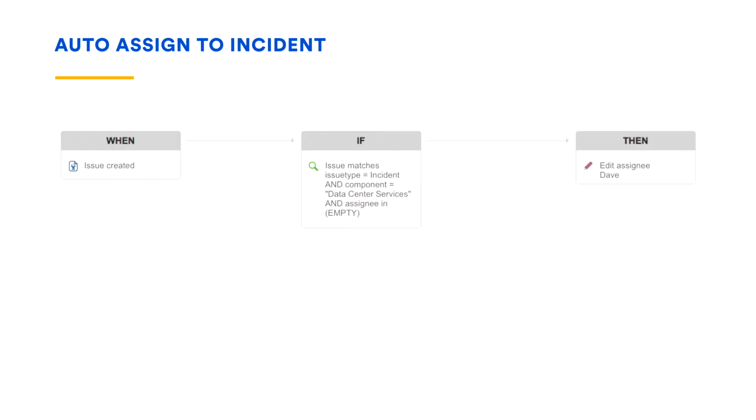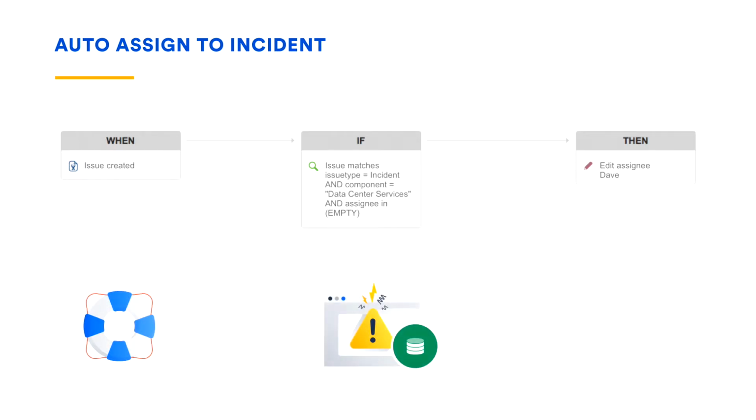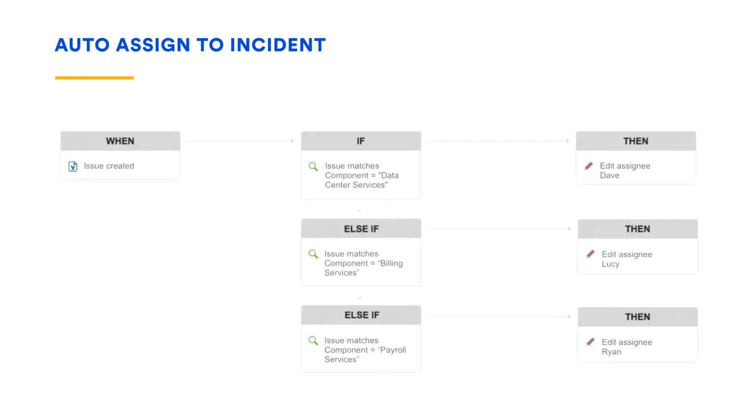To do that with automation, it's very simple. You use when an issue is created. Using JQL, if it matches an incident and the component is data center services and the assignee is empty, then I simply assign Dave to it. So there we have our first automation rule that simply assigns Dave to every single data center service incident that is coming in. And if you have more and more components and different users, you don't have to build out different automation rules for this. You can easily just extend it with else if. So here I have, if it's a billing service, I want to assign to Lucy. If it's a payroll service, I want to assign to Ryan. And you can extend this out to all your components.